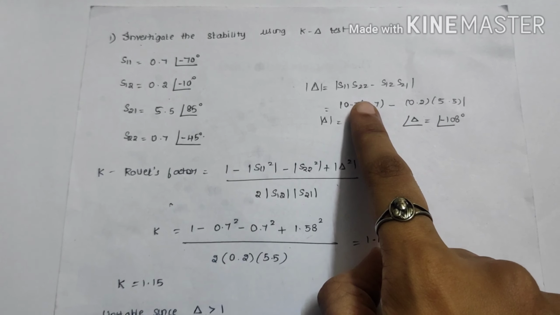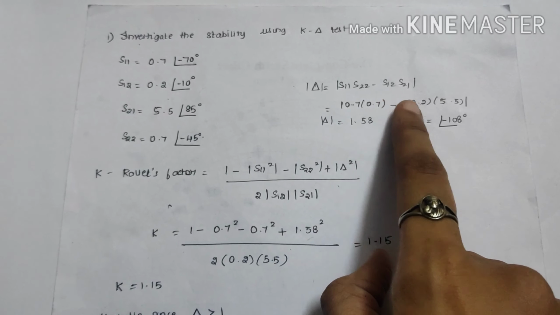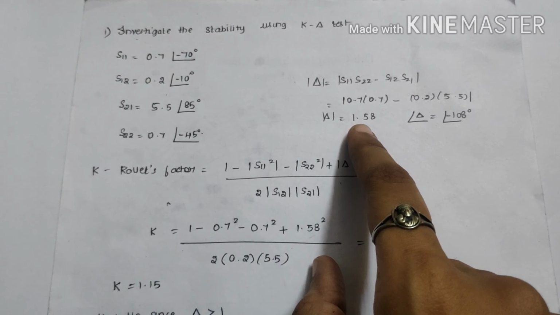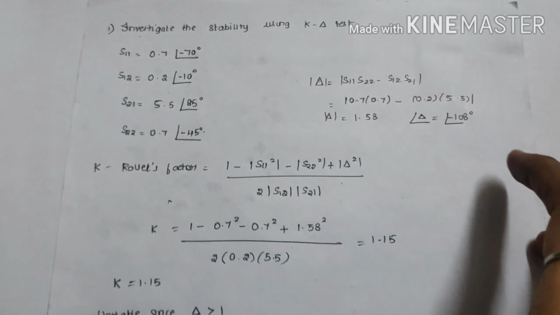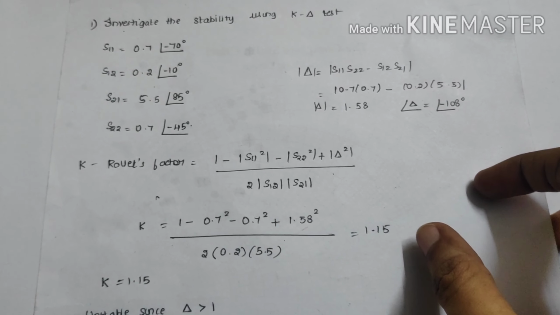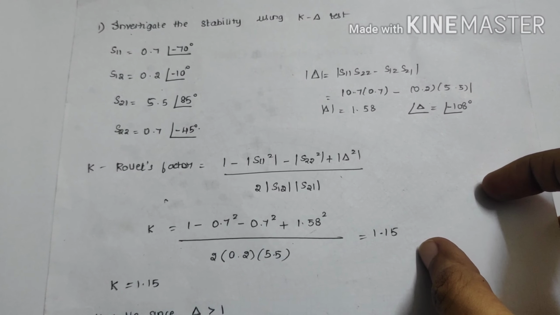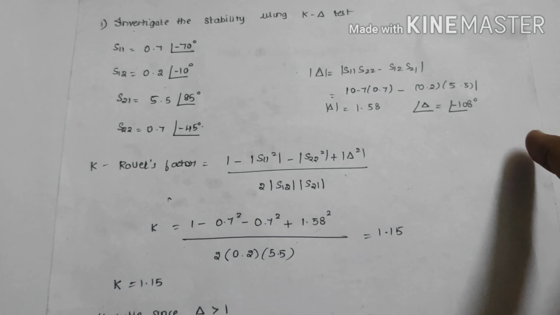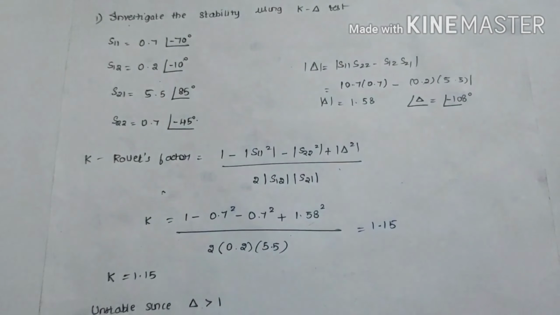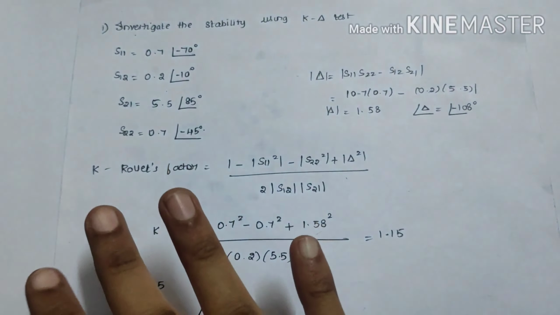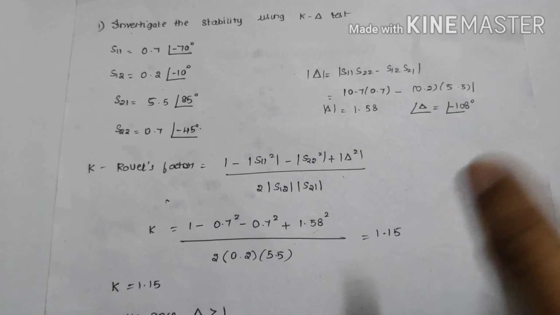Similarly, del is S11 S22 minus S12 S21. Find the modulus, it is given to be 1.58. So since the value is greater than 1, we conclude this to be unstable in nature. But even though it is unstable, we need to find out the regions where the amplifier can be stable. It is partially unstable. We cannot conclude it is totally unstable, but there might be certain regions where the amplifier might be stable and regions where it might be unstable.